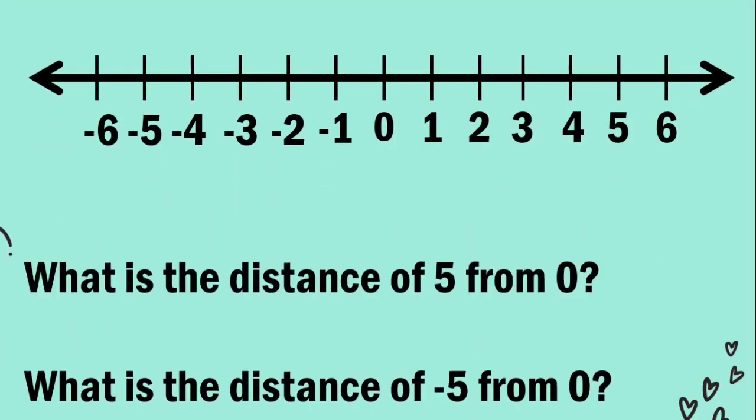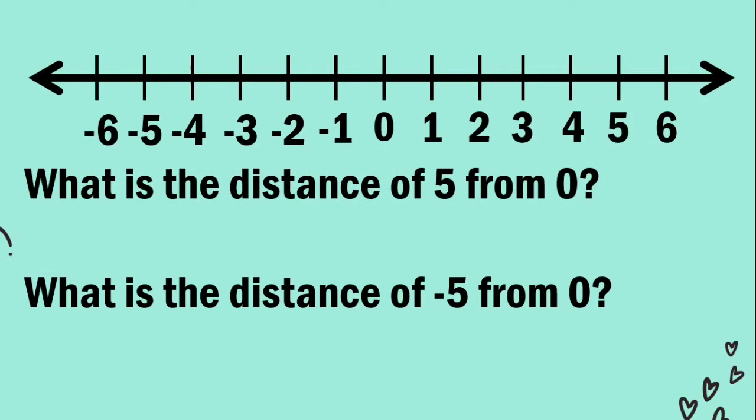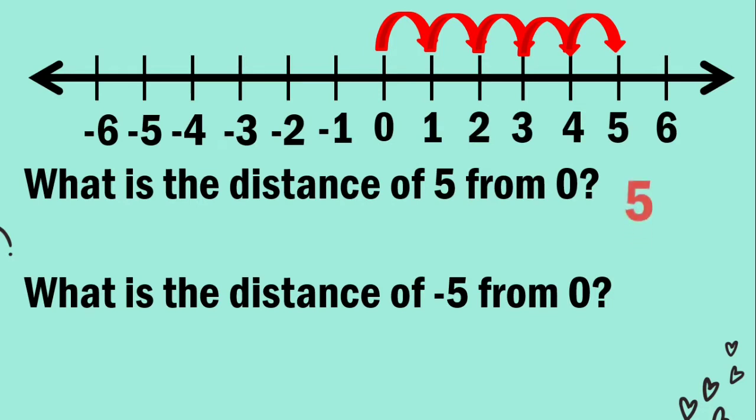Next, let's have these questions. First, what is the distance of positive 5 from 0? So now we will count from the origin, from the 0 up to positive 5. So let's find how far positive 5 is from 0. So we have 1, 2, 3, 4, 5. So we have 5 units. It means the distance of positive 5 from 0 is 5.